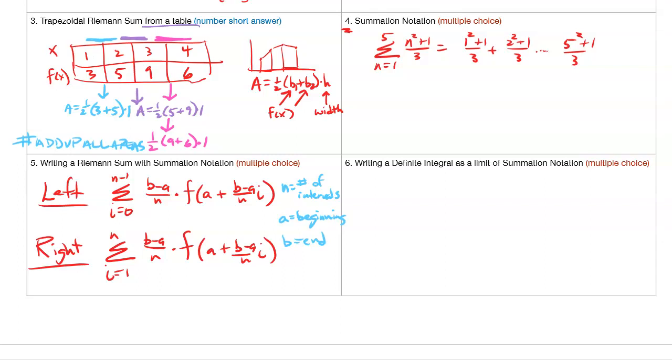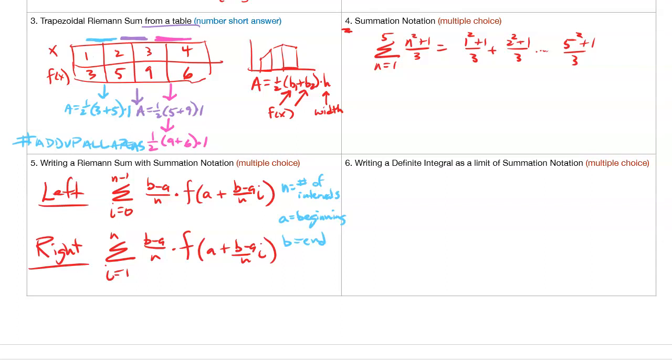Now this one's multiple choice as well, so you're basically just going to have to pick the correct formula that fits your situation. You do not need to know the midpoint formula, no. I only gave that to you guys because it was in the Khan Academy homework, but the midpoint formula is not part of the AP test. So you only have to know left and right.